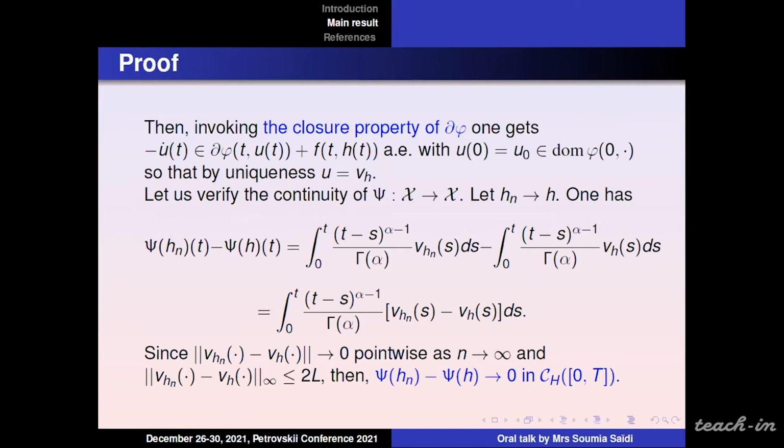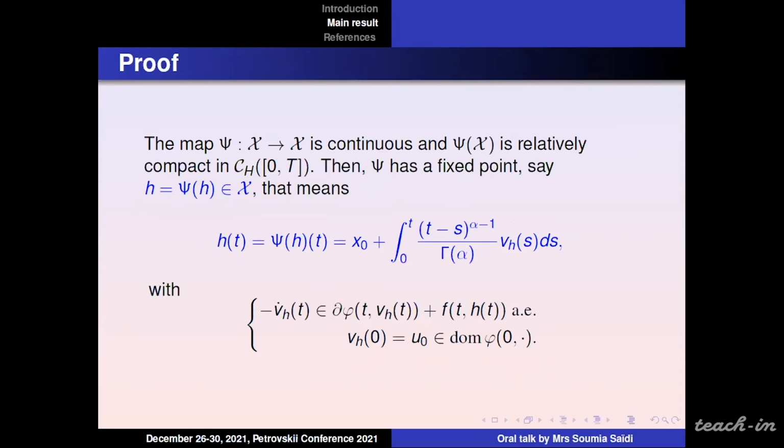Now we come back to the definition of psi, and some computations yield the required convergences. That is, v_{h_n} converges to v_h, and as a consequence, psi(h_n) converges to psi(h), and so we have just proved the sequential continuity of the function psi. So we have just defined a function psi from the closed convex set X in the Banach space to itself, which is continuous, such that psi(X) is relatively compact. Then psi has a fixed point, that is, h is expressed as follows, with the following inclusion.